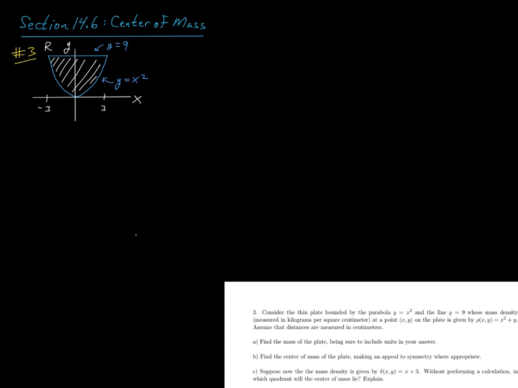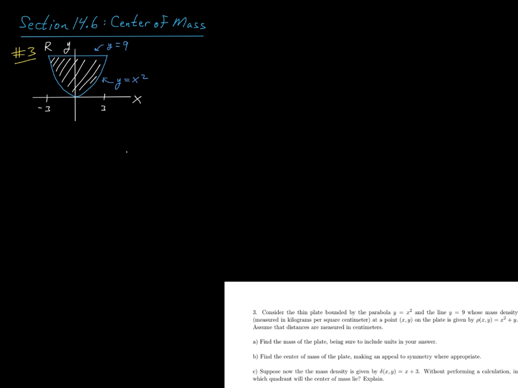All right, next up is problem number 3 that says consider the thin plate bounded by the parabola y equals x squared and the line y equals 9, whose mass density measured in kilograms per square centimeter at a point (x,y) on the plate is given by rho of (x,y) equals x squared plus y. Assume the distances are measured in centimeters.